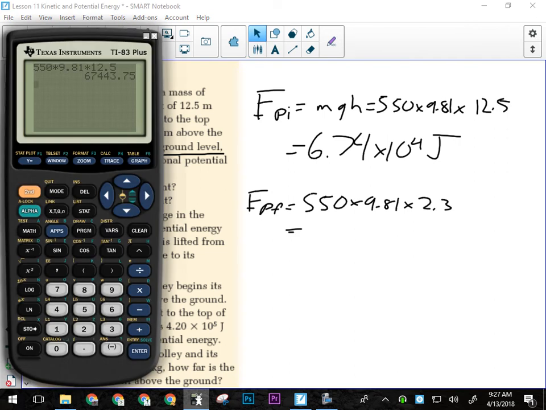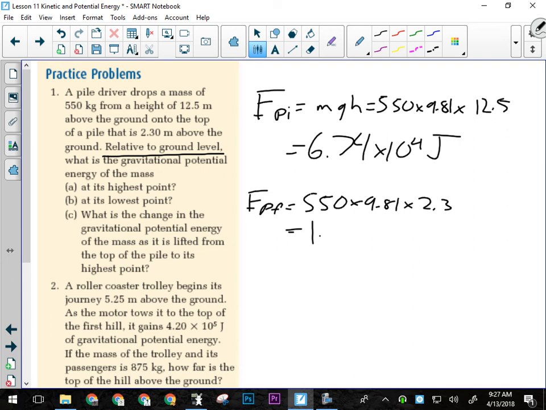When we do that, we have 12,409, so 1.24 times 10 to the 4 joules. All right, so we've got that. Now I know initial and final. Can I now find the change? It's just like we've been doing all along with the work energy theorem. I'm just going to subtract final minus initial. I'm going to get a negative number again because it's going to lose potential energy.